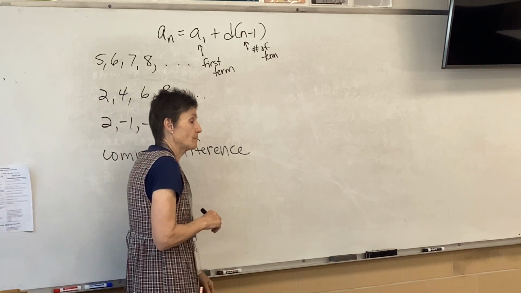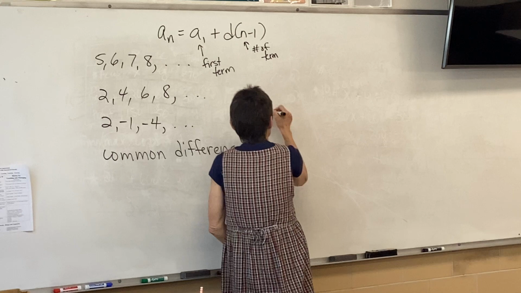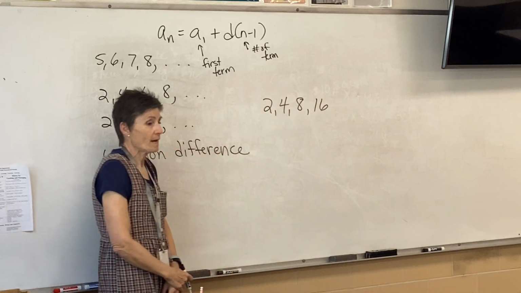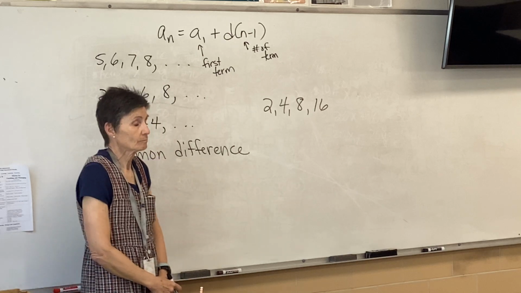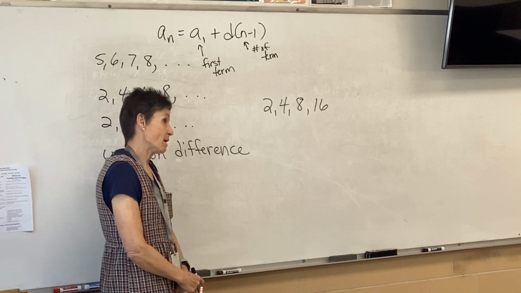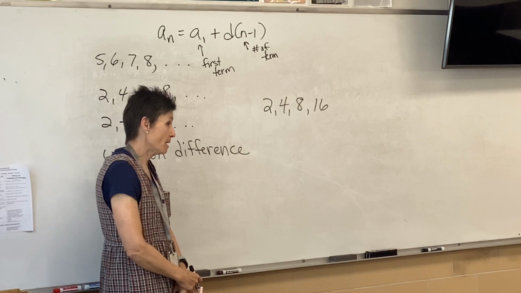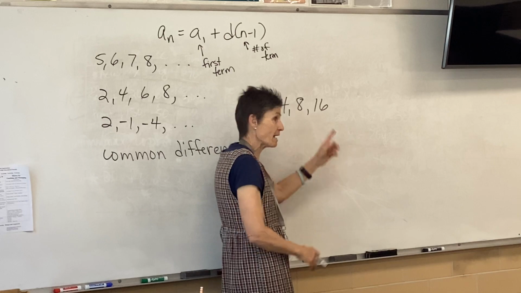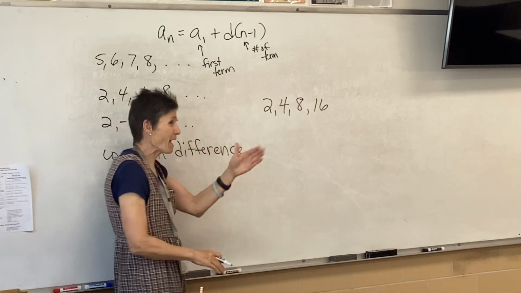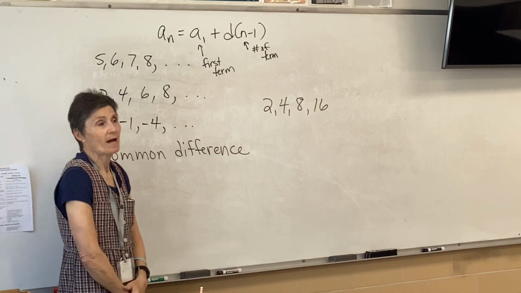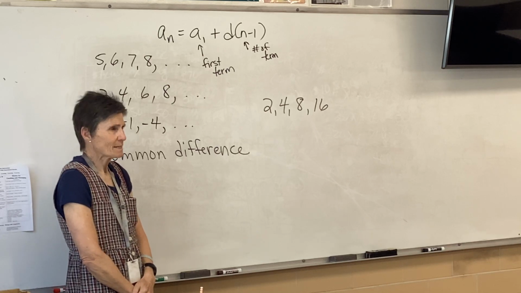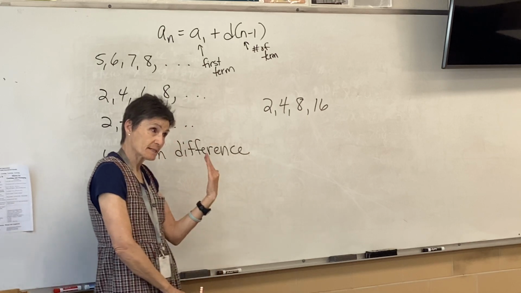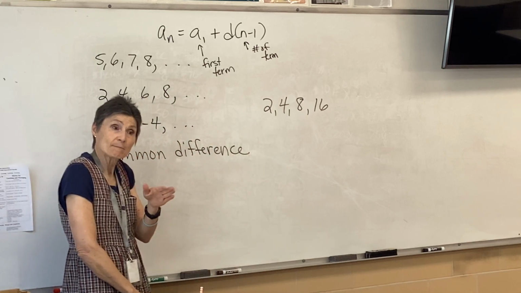All right, now I'd like you to think about this sequence. Is that one arithmetic? No, because we aren't adding the same number. Here we are adding 2, here we would add 4, here we're adding 8. That is not arithmetic. There's a pattern for sure, but it's not arithmetic. What's happening? I'm multiplying, in this case by 2, but it's the same number.